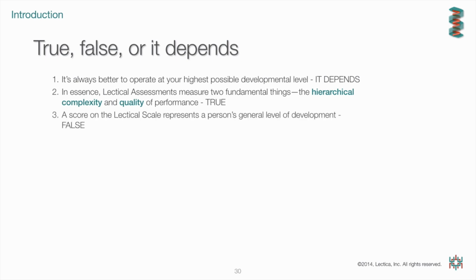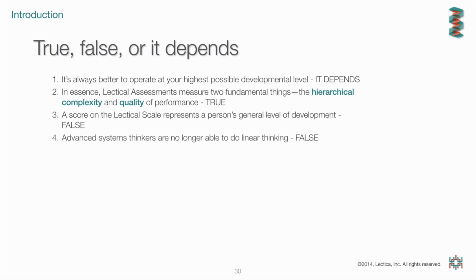3. A score on the lectical scale represents a person's general level of development. This is false. People are dynamic systems, and we've found no evidence to support the idea that people have a center of gravity at just one developmental level. Lectical scores reflect performance on particular topics in particular contexts, not a general structure of mind.